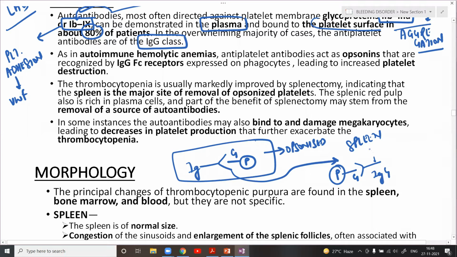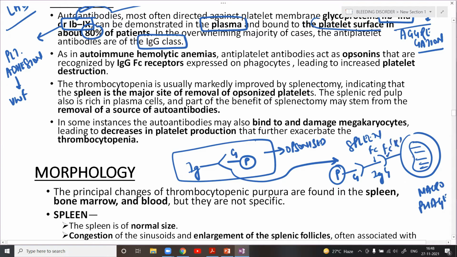Now this is the Fc tail. This Fc tail will be recognized by whom? By the macrophage, the splenic macrophage. And this is the Fc receptor, which is present on the macrophage surface. They are going to recognize the Fc tail of this IgG antibody, and the macrophage will phagocytose and destroy. This is called opsonization. This is the same concept that we read even in extravascular hemolysis, if you remember.